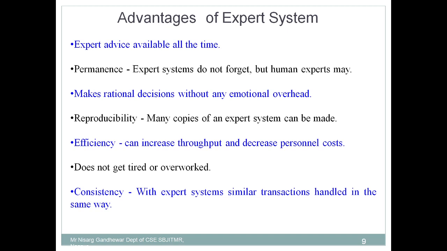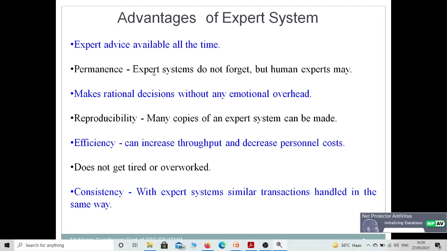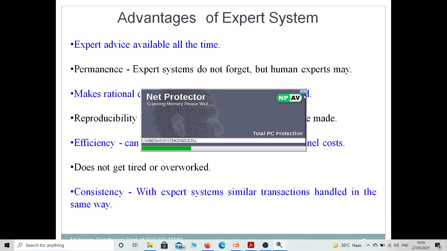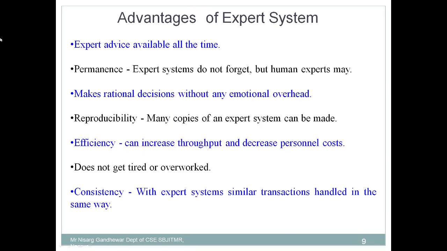Suppose you are using a machine, an expert system, a computer. It is not an issue whether that particular person is a relative or not. So again, an expert system can make a rational decision without any bias. Reproducibility: many copies can be created. You cannot create a copy of a human being, but you can create a copy of a machine which mimics the human expertise. So this is possible.